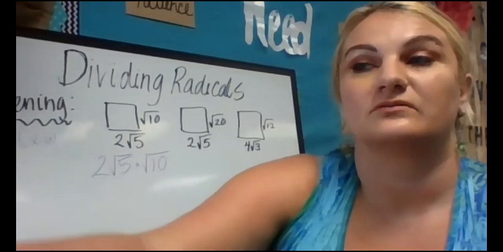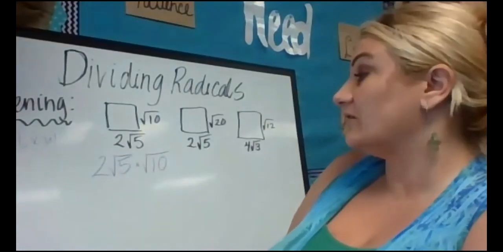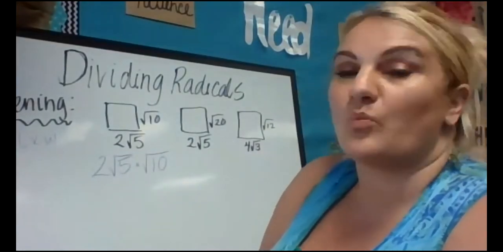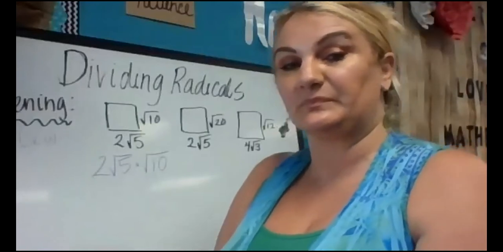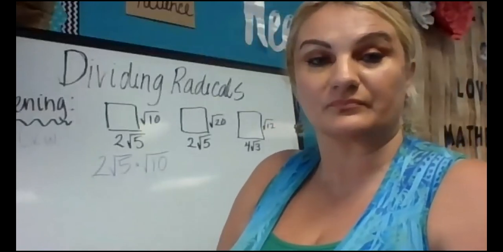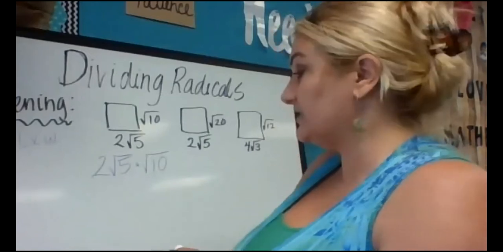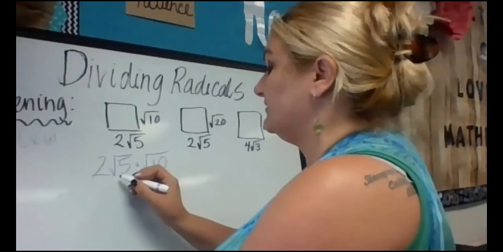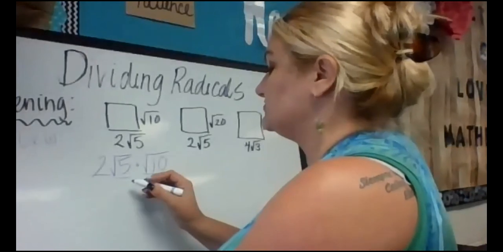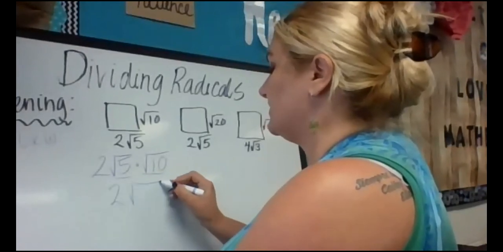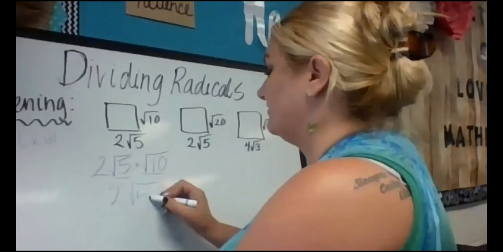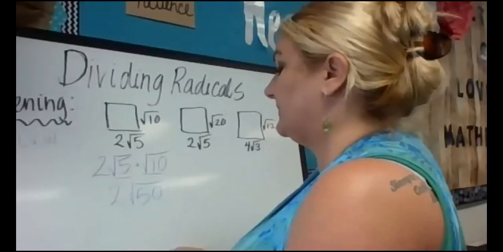Okay, so what can I multiply? The two radicals, perfect. So the two radicals are going to give me, because they're kind of like terms, right? That's going to give me 2 square roots of 50.